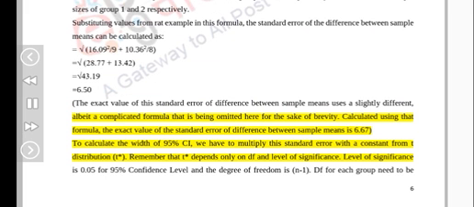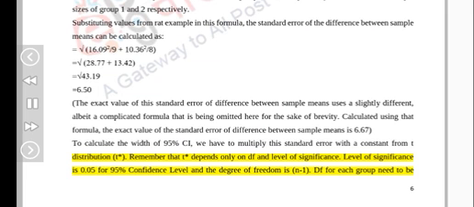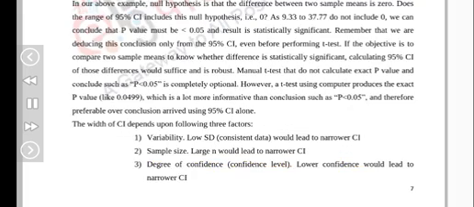To calculate the width of 95% CI, we have to multiply this standard error with a constant from T distribution, T. Remember that T depends only on DF and level of significance. Level of significance is 0.05 for 95% confidence level and the degree of freedom is N1 minus 1 plus N2 minus 1.